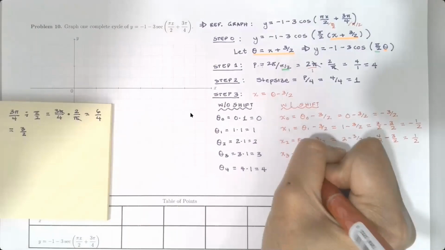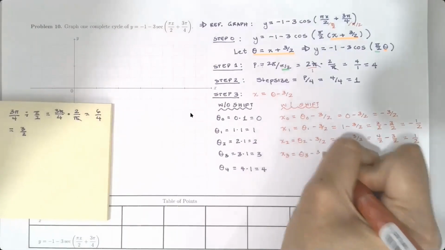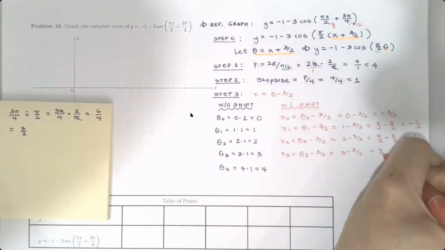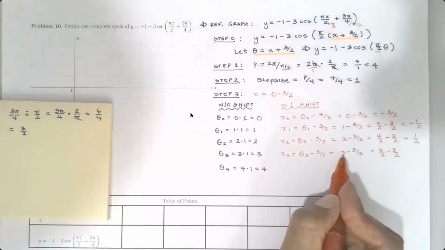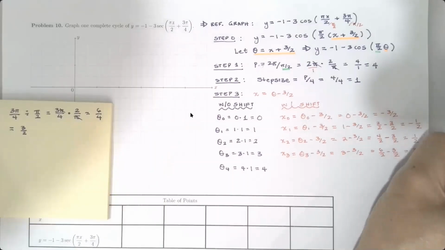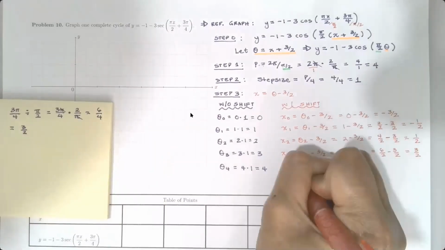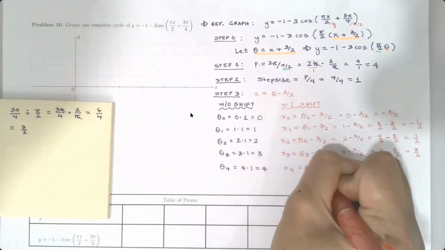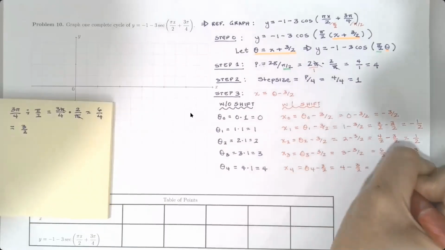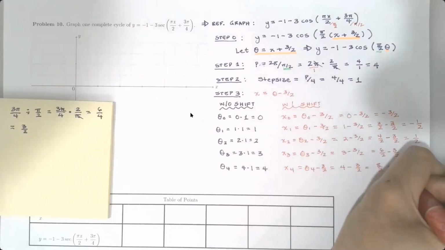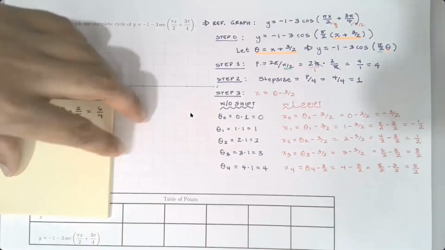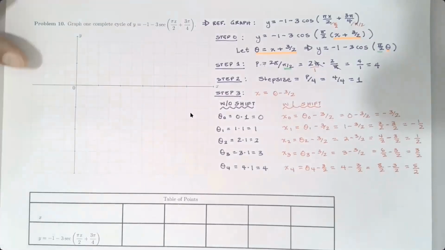Next one, theta 3 minus 3 over 2. That's 3 minus 3 over 2, which becomes 6 over 2 minus 3 over 2. Again, I'm just writing the 3 over a common denominator of 2. And that's 3 over 2. And then our final x value would be theta 4 minus 3 over 2, which is going to be 4 minus 3 over 2. And that's 8 over 2 minus 3 over 2, which gives us 5 over 2. So that's with shift.